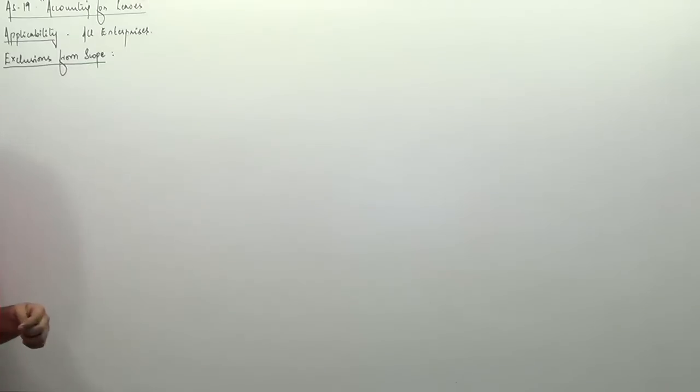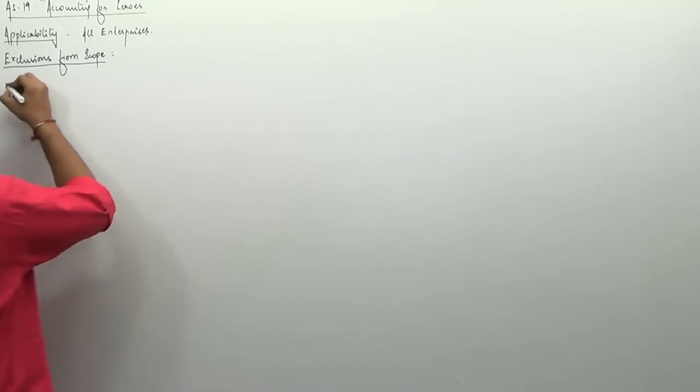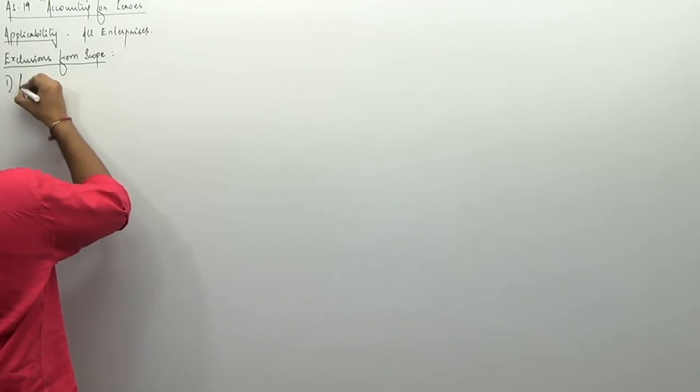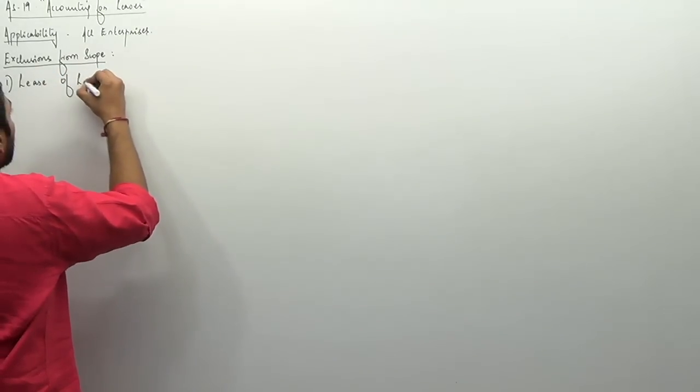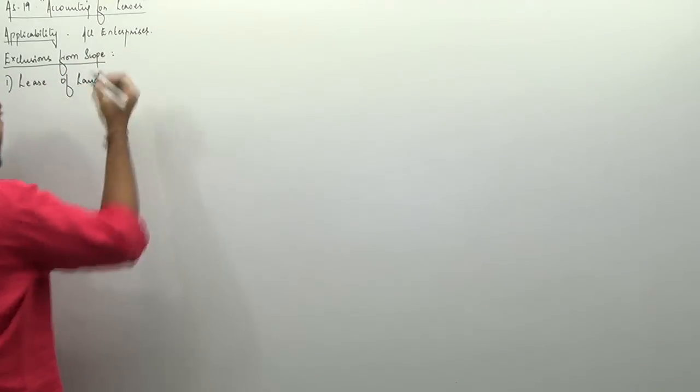Three leases do not form part of AS 19 at all. There are three particular leases which we have excluded from the scope of the standard. The first one is lease of land. An open piece of land leased out cannot be considered as part of AS 19.